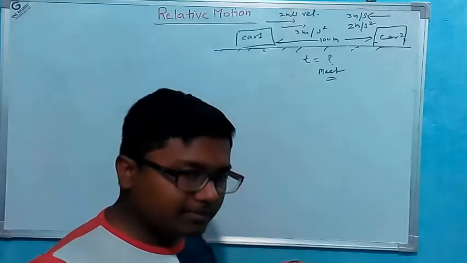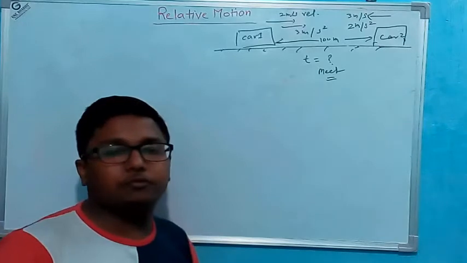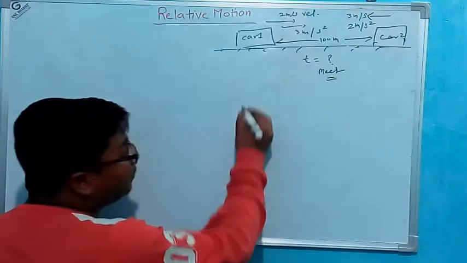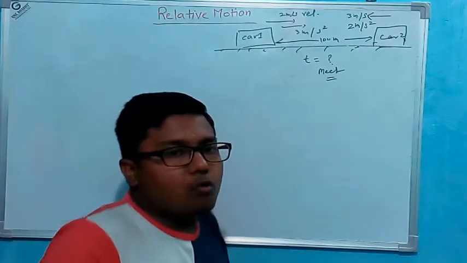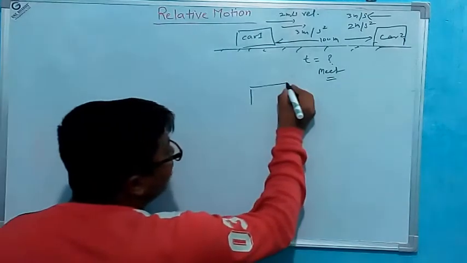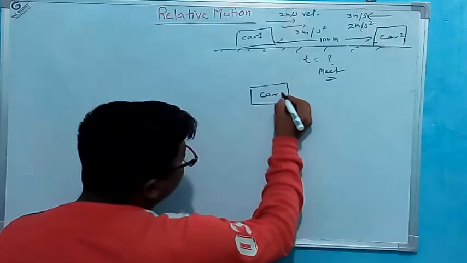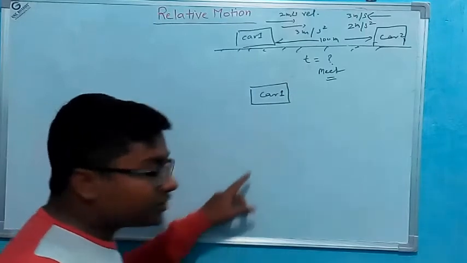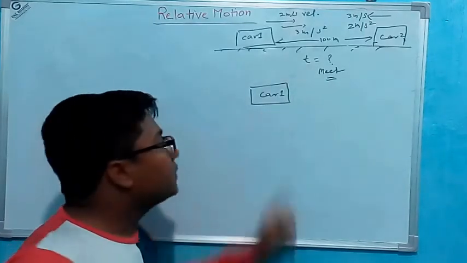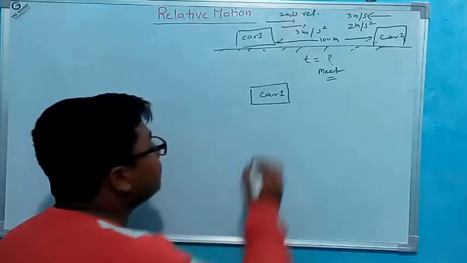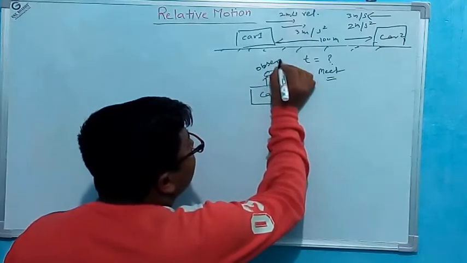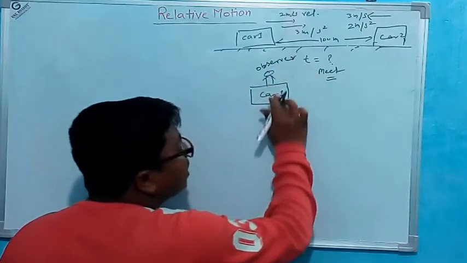We can solve by the general method and relative motion. Firstly, we have to solve it by relative motion. Relatively, how can we solve it? Let's see. This is car 1. I am seeing car 2 relative to car 1. I am the observer and I am in car 1.